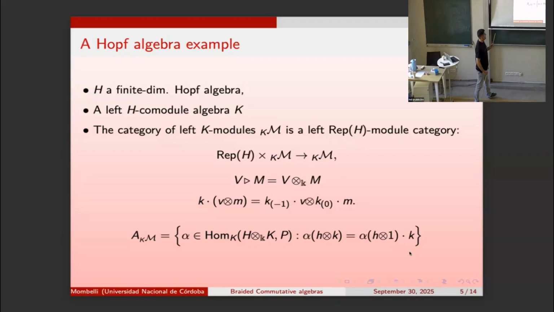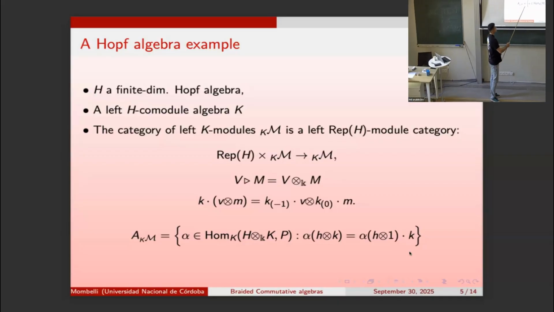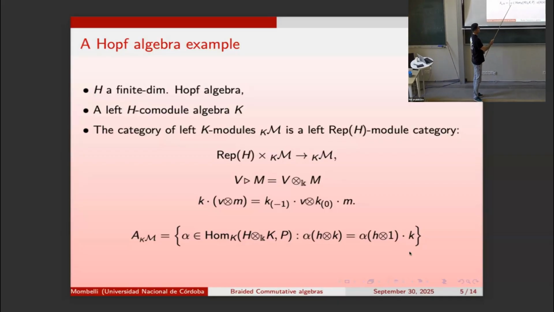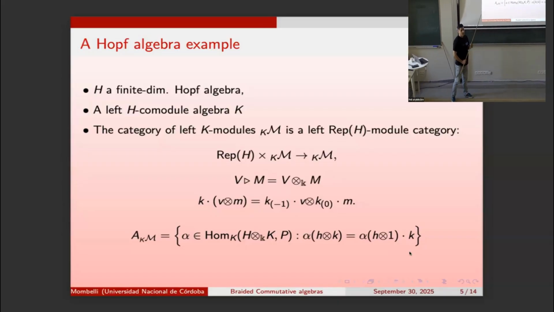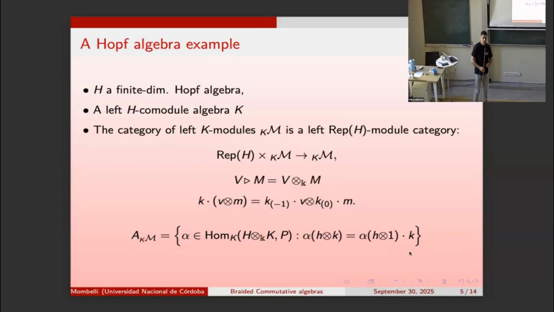It turns out that the adjoint algebra in this case has a very explicit description, and you can calculate it as morphisms in this Hom space, such that they satisfy these extra conditions. So in principle, there is a way to compute this algebra at least in some examples.